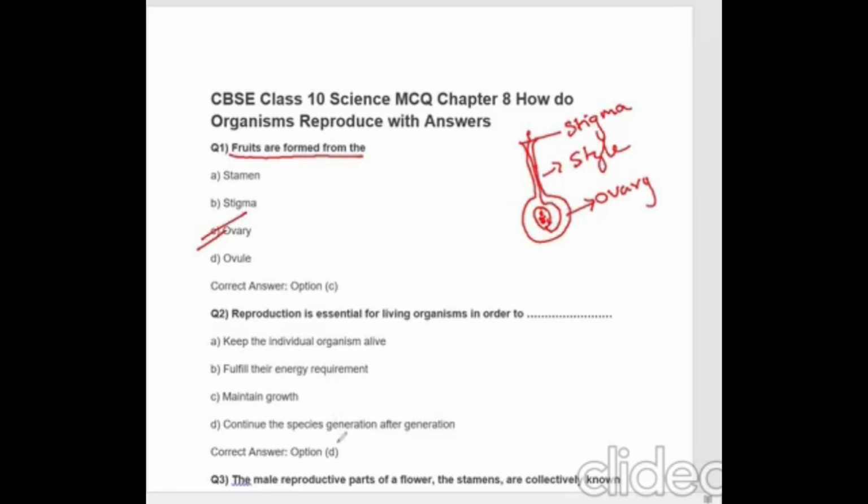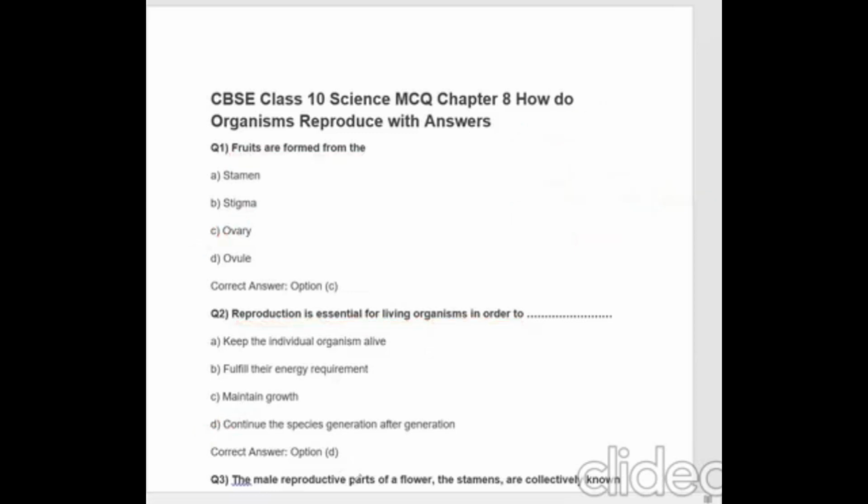Okay. And the next question you can see, reproduction is essential for living organisms in order to. So what is reproduction? Reproduction is creating copies of itself or growing in number to save the species and generation. So the D option is the correct option for the second question.